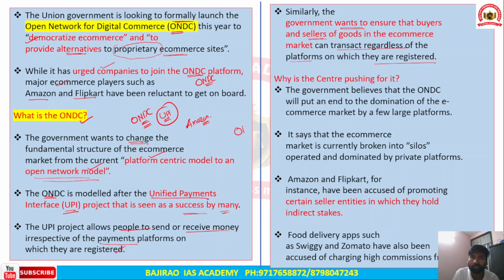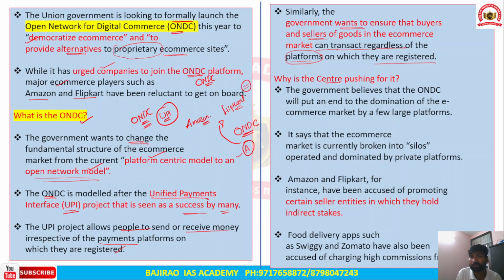With the Open Network for Digital Commerce, what generally happens is, if you are registered as a buyer on Amazon, you can easily purchase things from Flipkart, from a certain seller. This is known as the open network of digital commerce. The government wants to ensure that buyers and sellers of goods in the e-commerce market can transact regardless of platforms. So there is no platform restriction. It would be a shift from a platform centric model to an open network model.